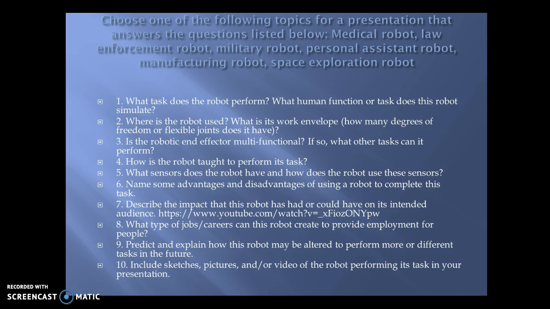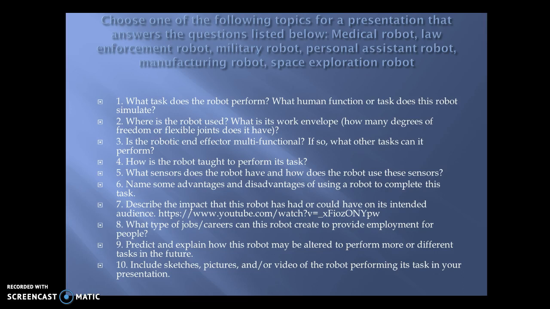The sixth guiding question is to name some advantages and disadvantages of using a robot to complete the task. For example, with the welding robot, the advantage is it prevents you from being in a hazardous environment. The disadvantage is different types of training or even replacing careers. The seventh one is, describe the impact this robot has or could have on its intended audience. This is the impact on society that this robot may have.